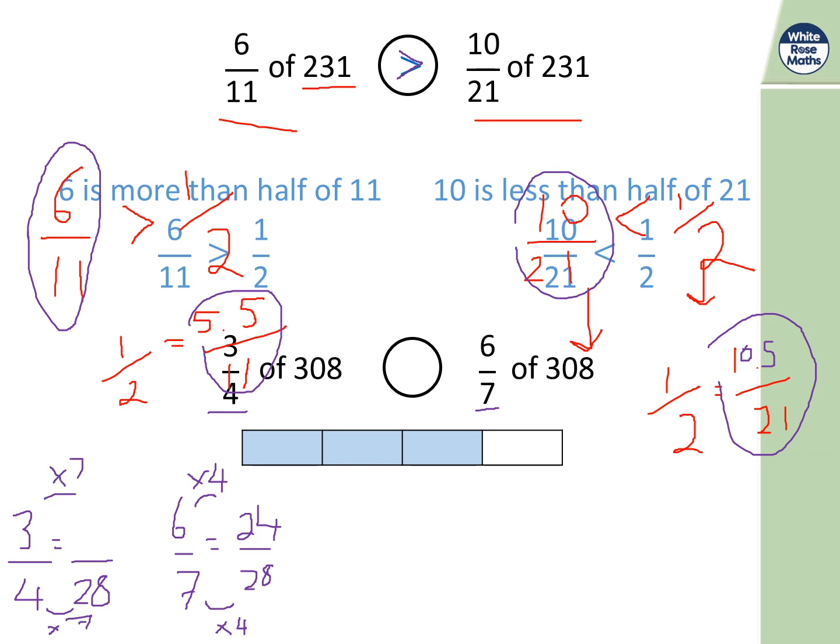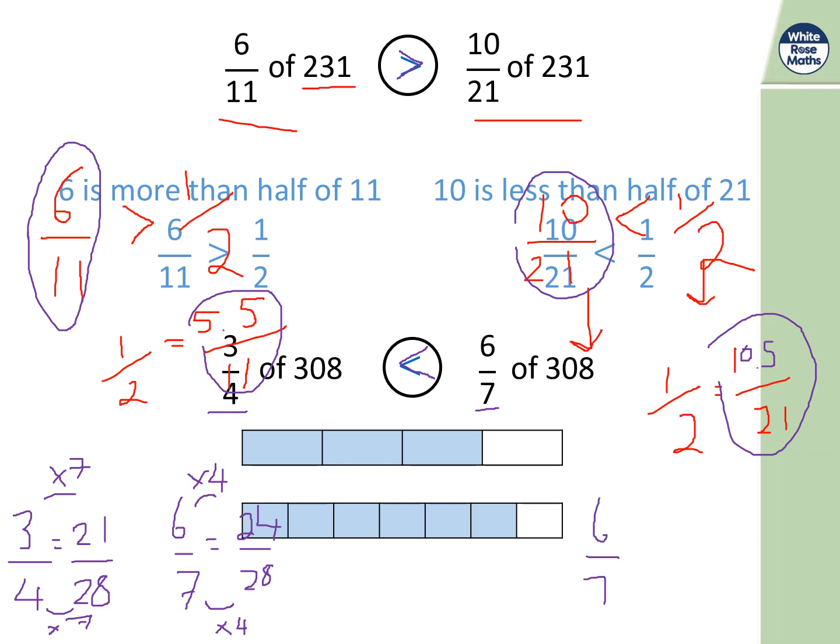3 lots of 7 is going to be 21. So straight away I can say that this is going to give me a bigger answer because 24 28ths is greater than 21 28ths. Okay, but here is the pictorial. So pictorially you can see that 6/7 is greater than that, visually. But if it wasn't with a picture, then this is what I would do to work it out.